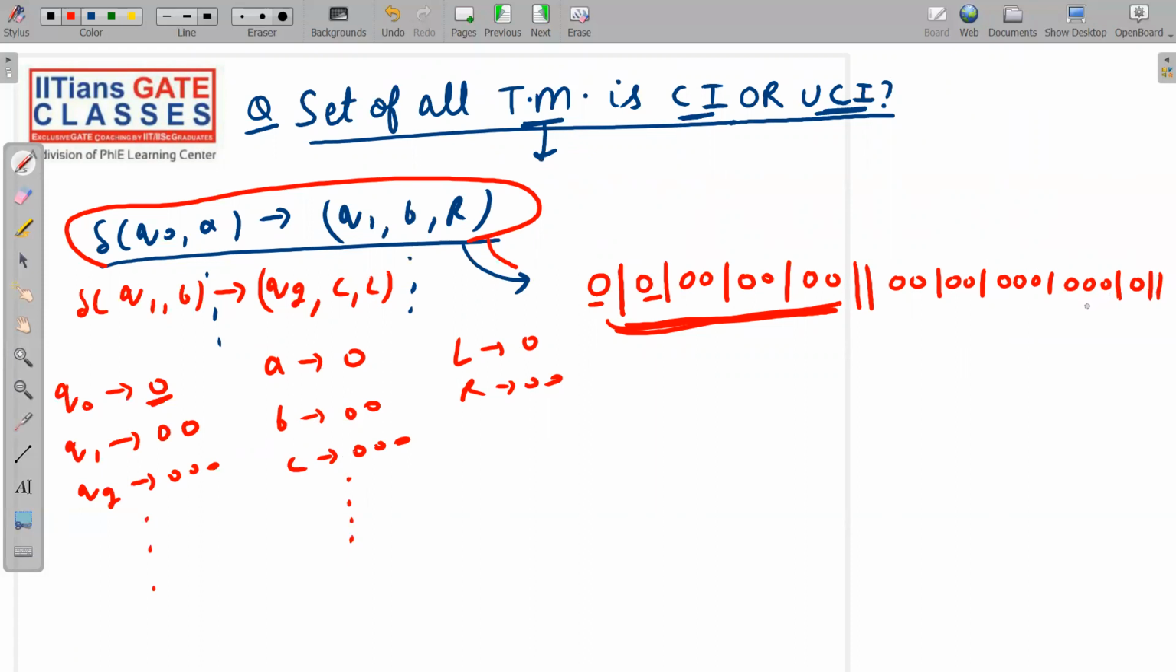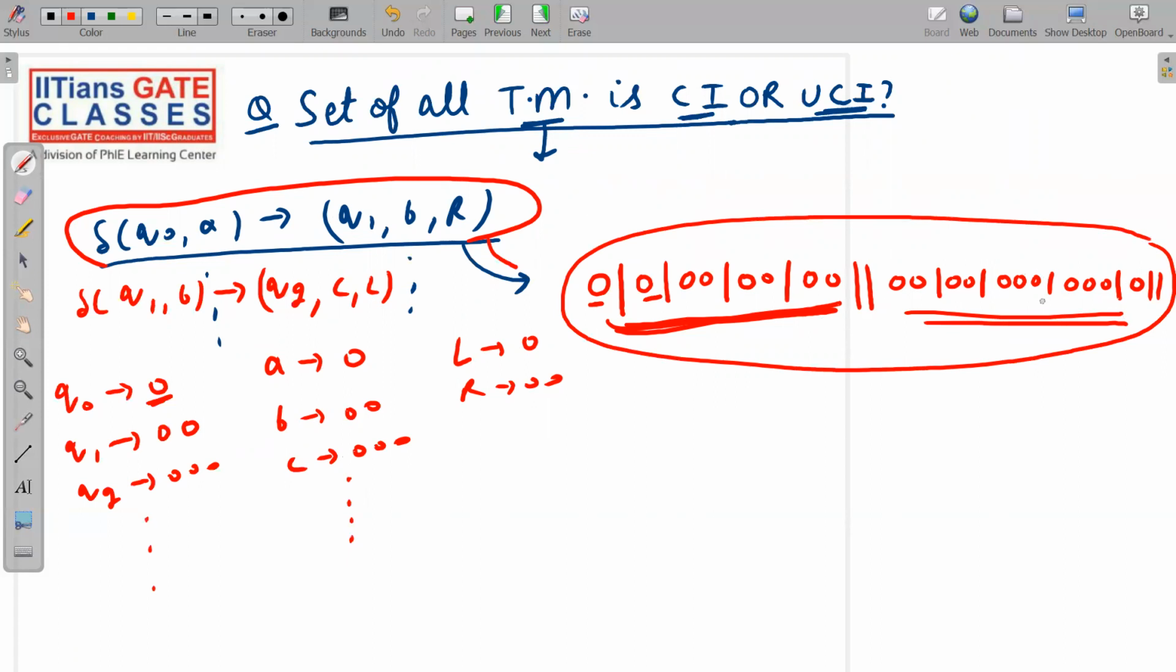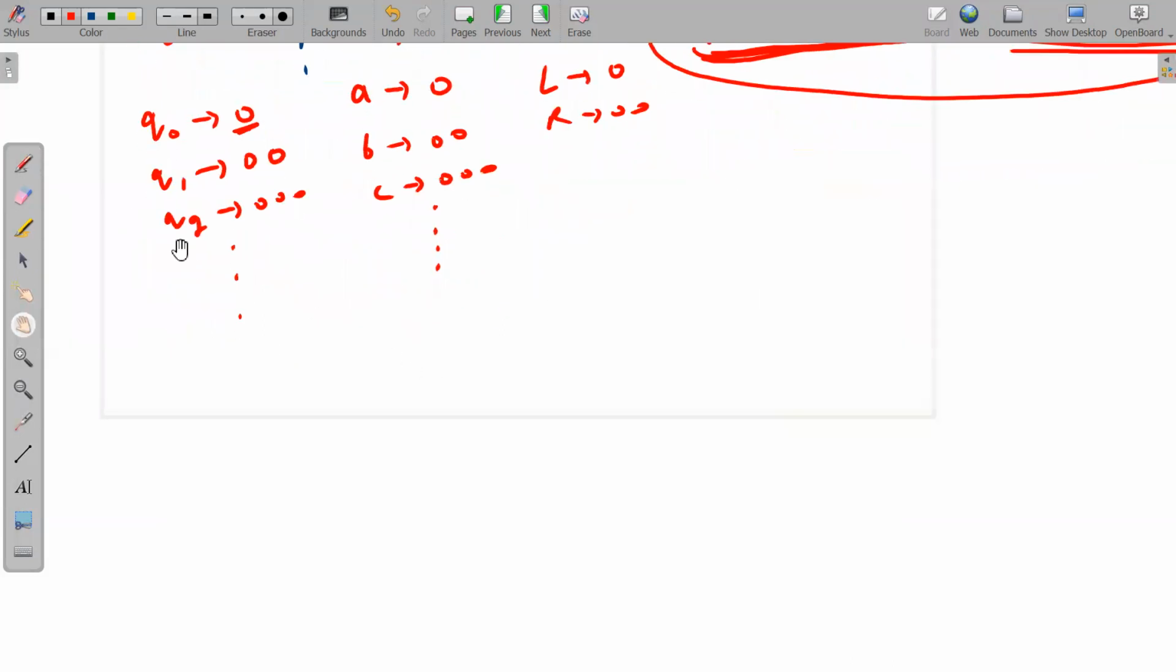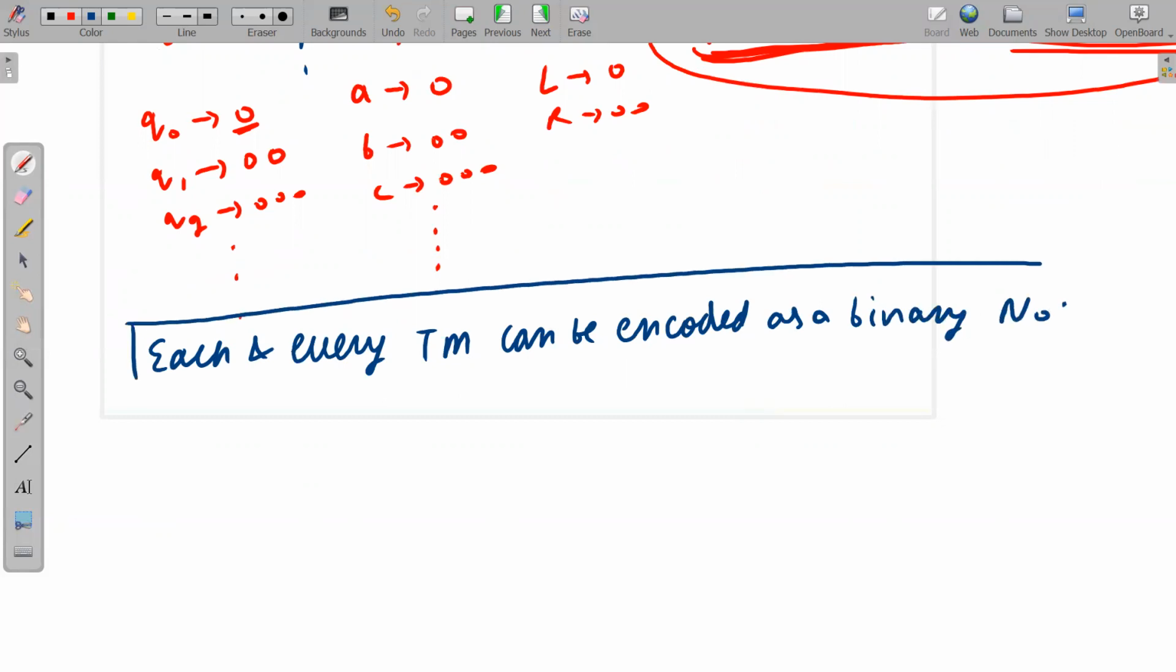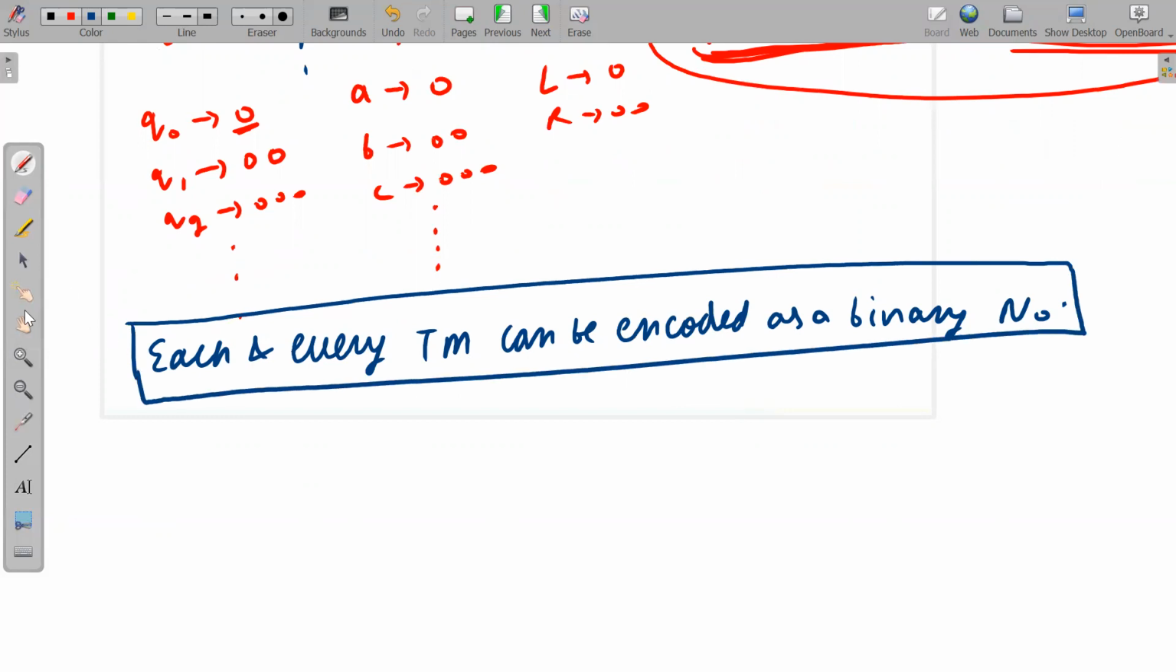Directly, what I want to say is each and every Turing machine can be encoded as a binary string like this. Of course this is not a complete Turing machine, but I am just giving you an idea, a hint. The bottom line is each and every Turing machine can be encoded as a binary number. This is a very, very important point.